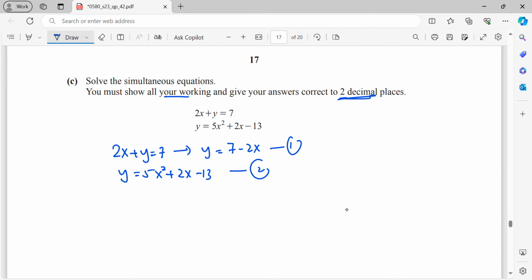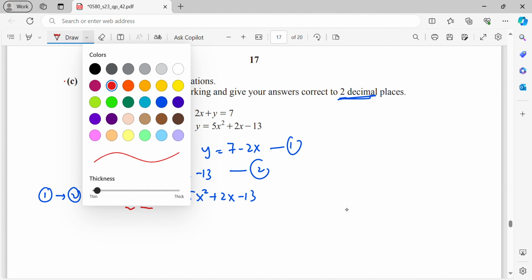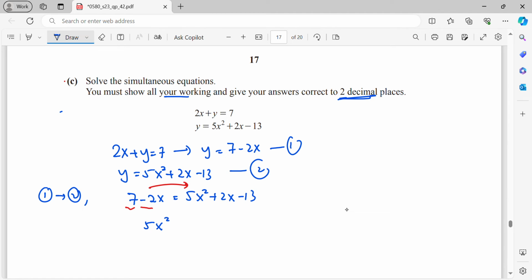I will just substitute the first into the second equation. So left hand side 7 minus 2x, right hand side just copy the quadratic function. And then now all the terms will be moved to the right side. So I will be getting 5x squared plus 2x. The minus 2x moved to the right side becomes plus 2x. Then minus 13. The plus 7 moved to the right side becomes minus 7 equals 0. Then here I will get 5x squared, 2x plus 2x is 4x, minus 13 minus 7 is minus 20.